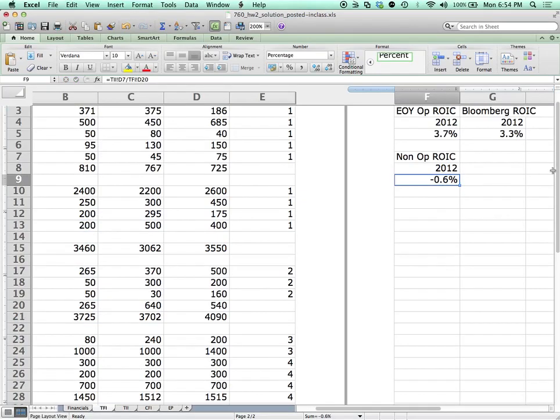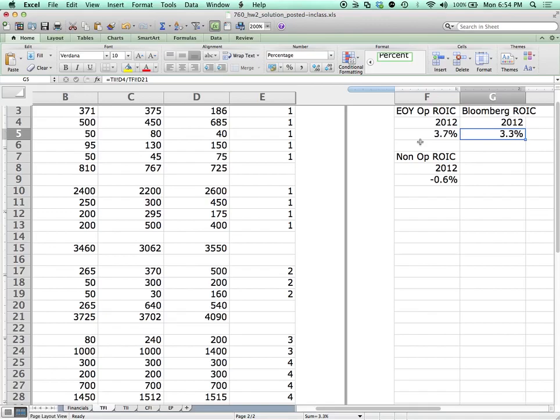So that's the point. My overall return on the business in Bloomberg is 3.3. But my return on my operations is 3.7, and my return on non-operating is negative 0.6. Now, the business is the average of these two, which is how we average out to 3.3. But by splitting it out, I can see what the operating value of my business is. I have a model for my operations, and I have a model for my non-operating activities. That's what I was trying to get to.